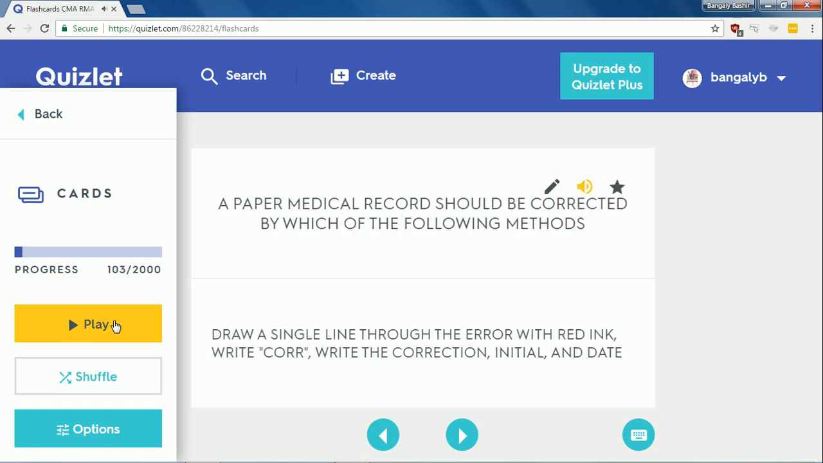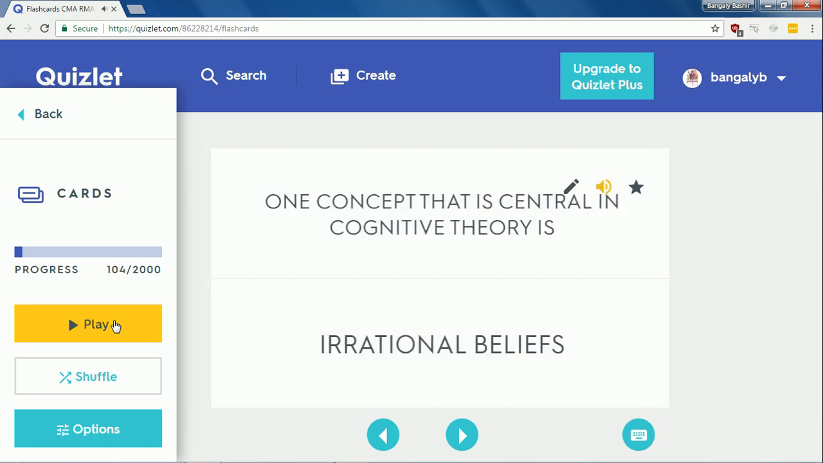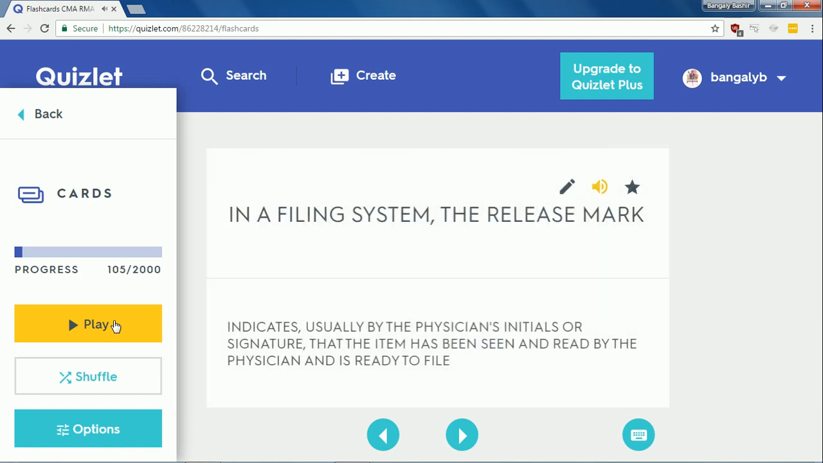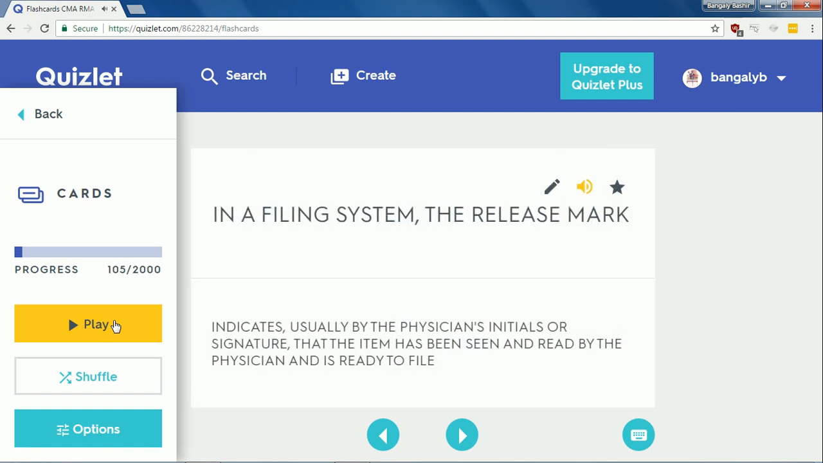A paper medical record should be corrected by which of the following methods? Draw a single line through the error with red ink, write error, write the correction, initial, and date. One concept that is central in cognitive theory is irrational beliefs. In a filing system, the release mark indicates, usually by the physician's initials or signature, that the item has been seen and read by the physician and is ready to file.